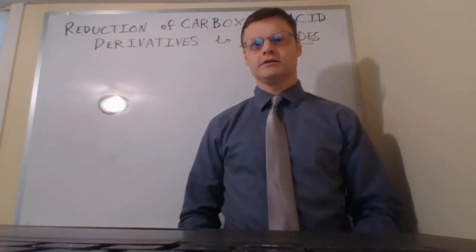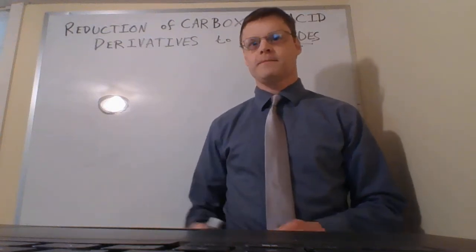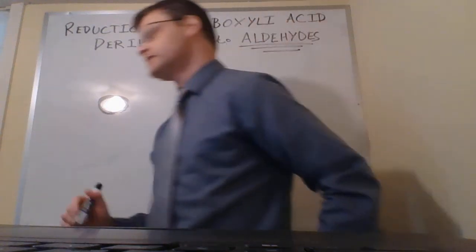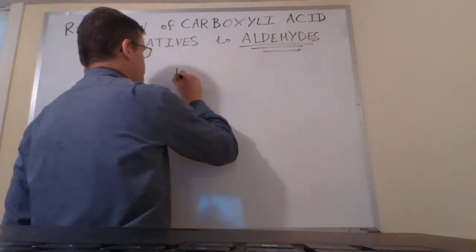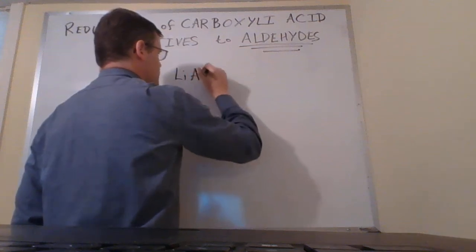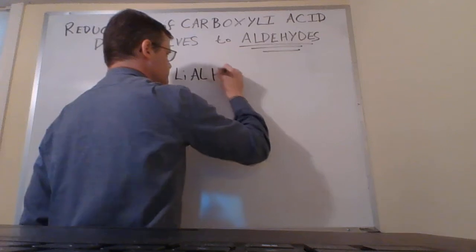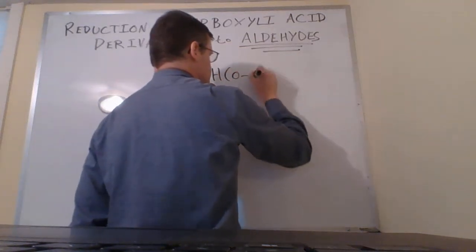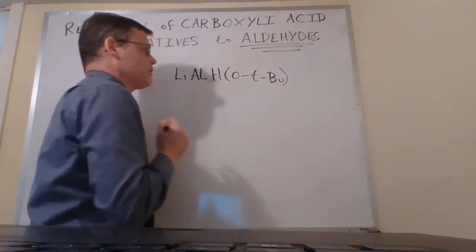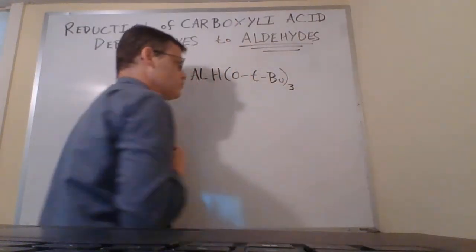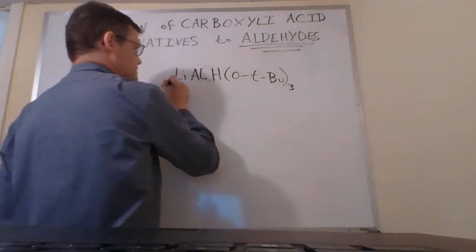These are milder reducing agents than lithium aluminum hydride. There's structural variants of these. The first one is lithium tri-tert-butoxy aluminum hydride. It's a little bit of a mouthful here. But basically what we're doing is taking three of the hydrogens and replacing them with tert-butoxy groups.